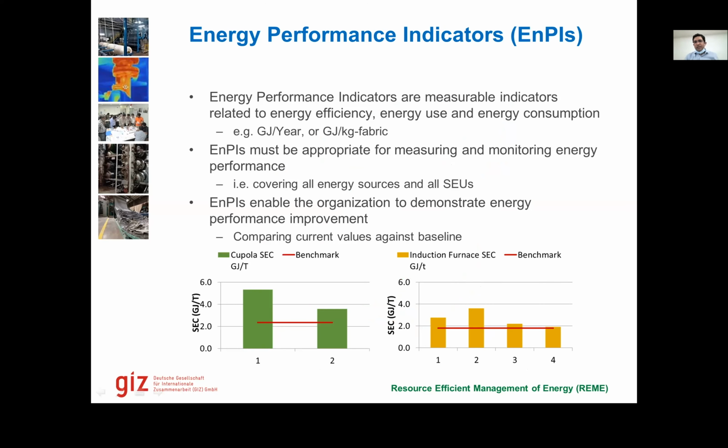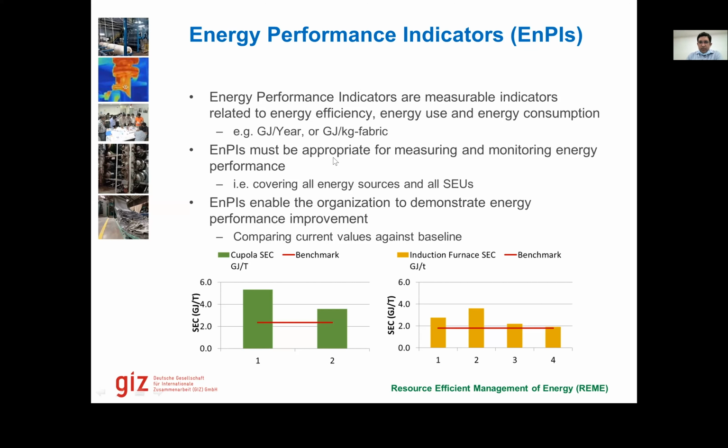And then we need to set energy performance indicators. So if we know how many gigajoules or kilowatt hours we are consuming in a year, we can divide it by the kilograms of fabric or the number of garments or the meters of fabric, whatever unit we are producing. And then we can have an indicator that is measurable against a certain production quantity.